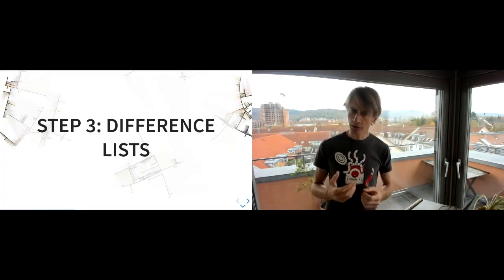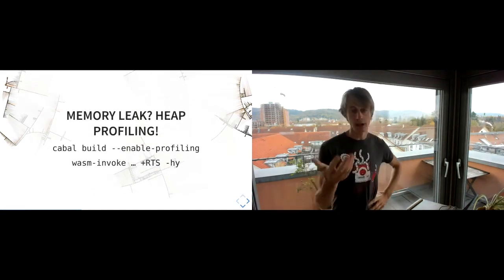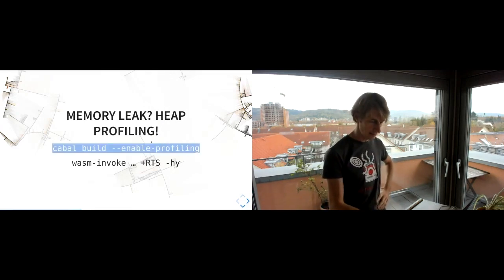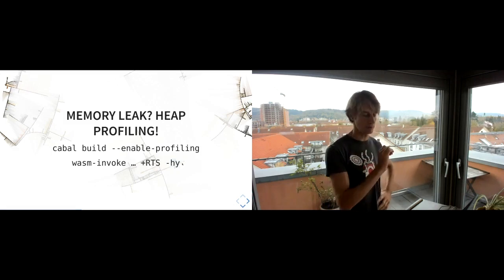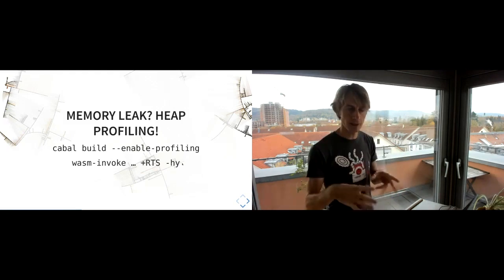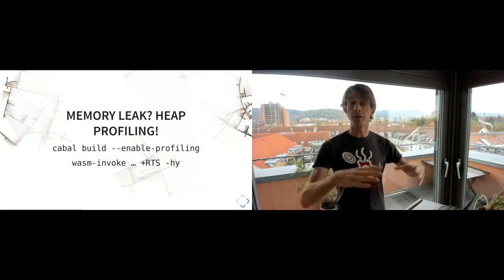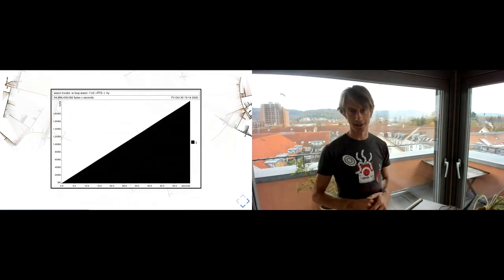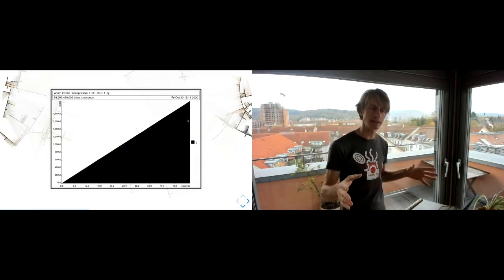And I didn't really know where to look. So what I did was to use heap profiling to get some idea. I had to recompile the program using the enable-profiling flag, and then I could pass the -hy flag to the runtime of the running program. This produces an output file that we can transform into a graph, and it'll tell us which types are filling up the Haskell program's memory. And the graph is very unambiguous. It's saying, well, it's all lists, and basically it's just linearly filling up the memory. So clearly we have a space leak.